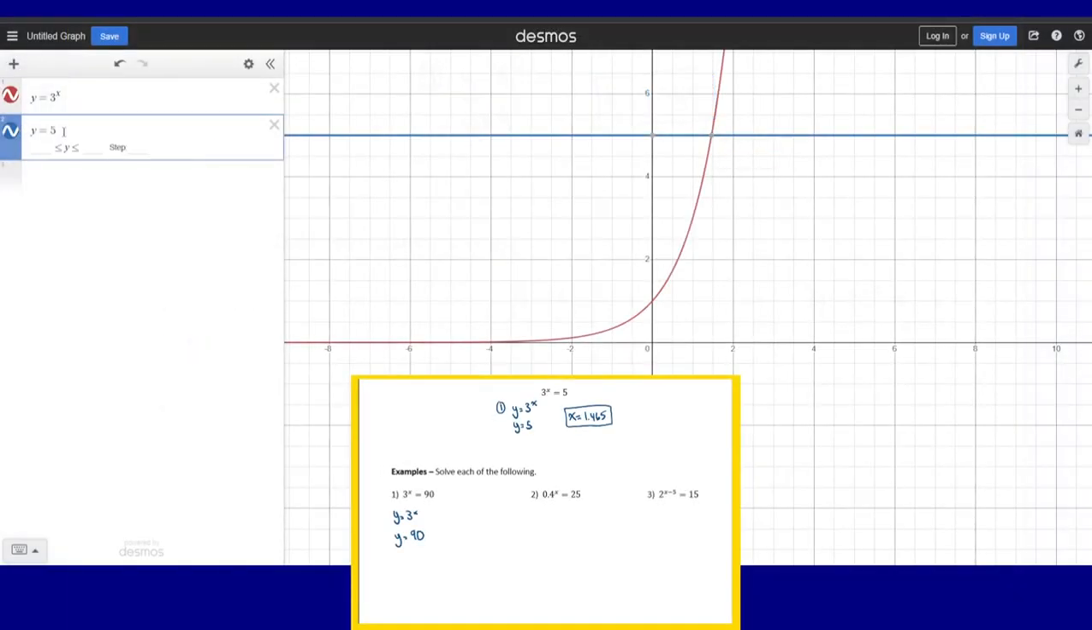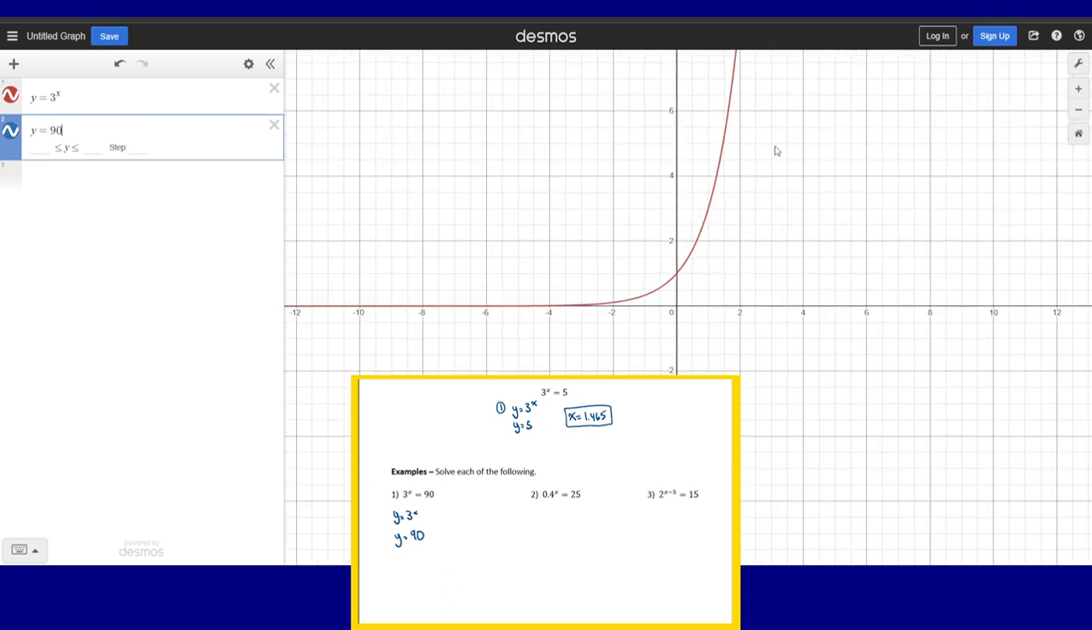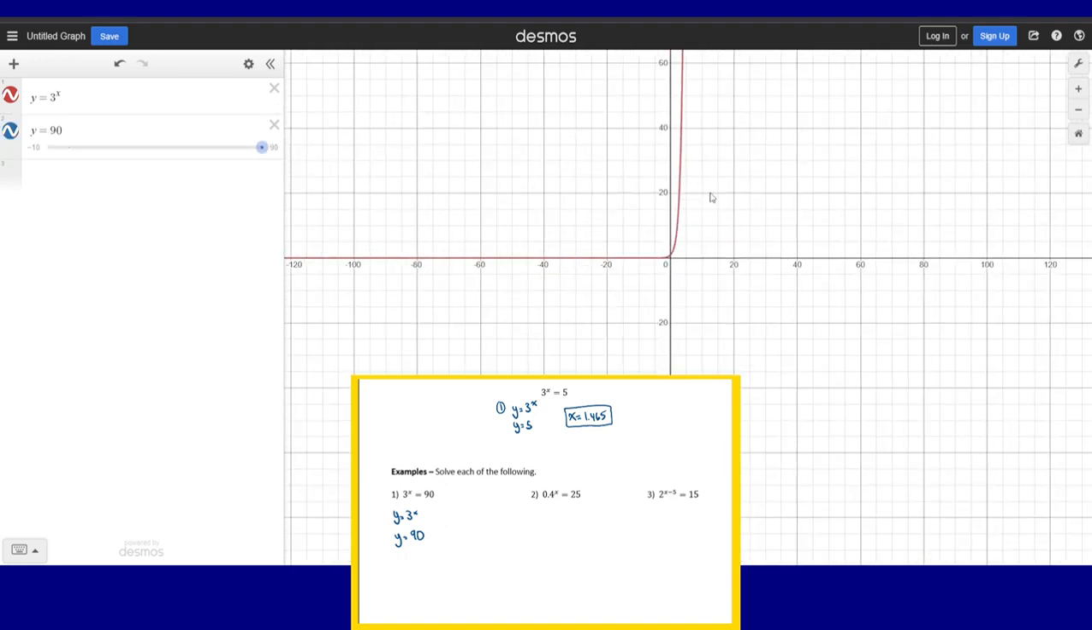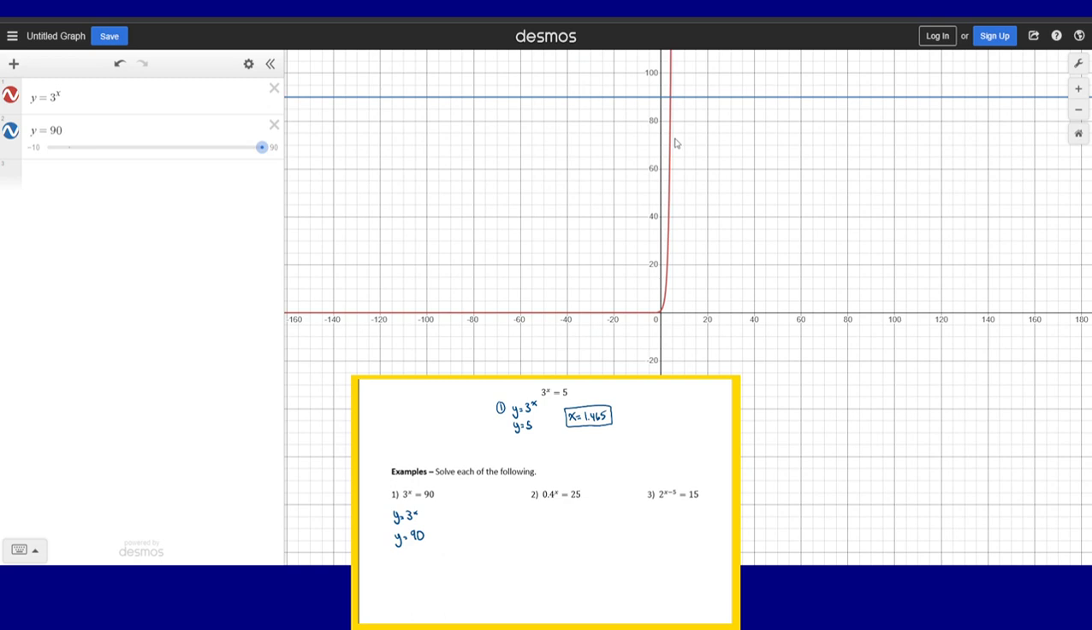So 3x is already done. 90 is the next one. Now, sometimes you might have to zoom out, right? So again, you just zoom out. You might have to readjust your graph. But again, the nice thing is when you click on it, you should see a gray dot, which will tell us the point of intersection. So you don't really have to find it like you might have to other points.